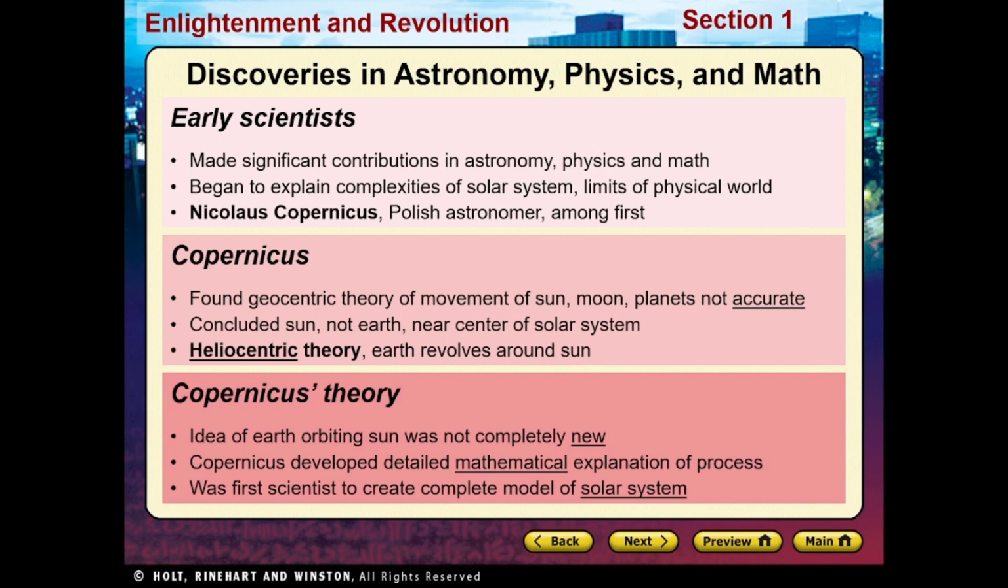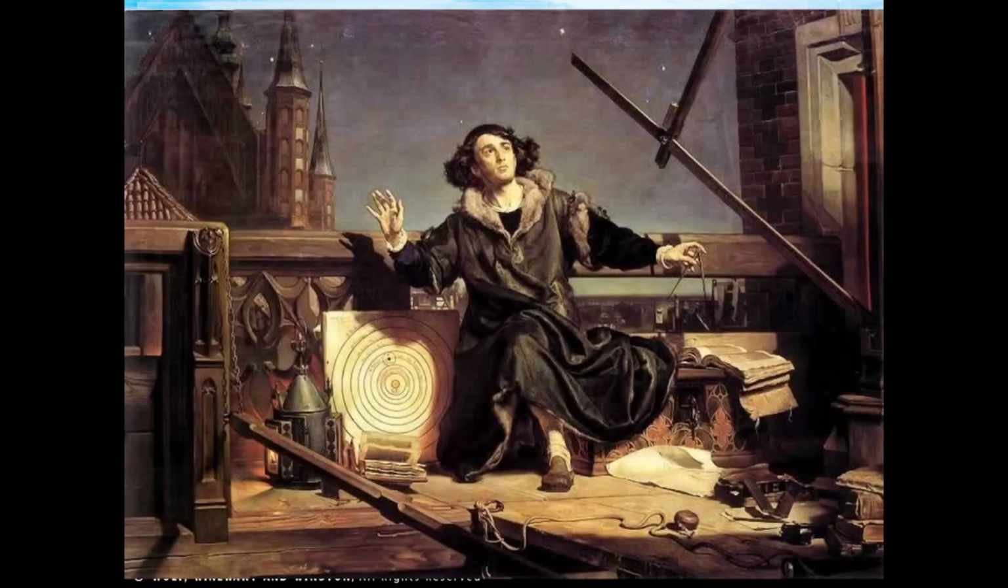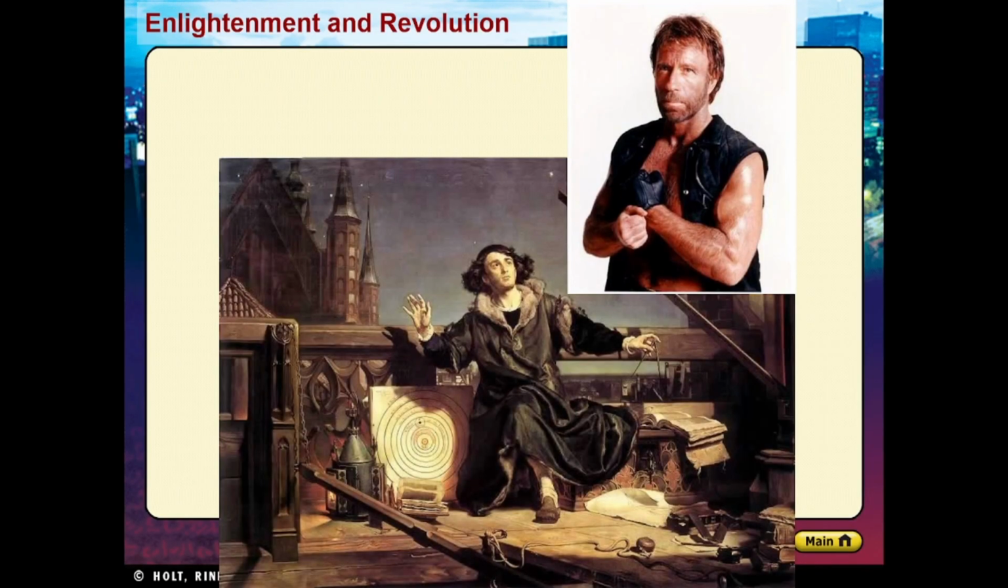So Copernicus was the one who made the complete model of the solar system. Nicolaus Copernicus was the first scientist, and he is mostly known as a scientist in the Scientific Revolution. In the picture, that is Nicolaus Copernicus.